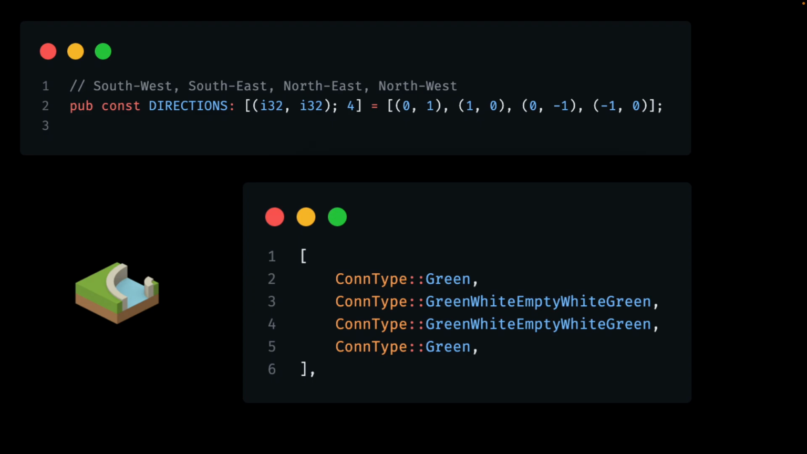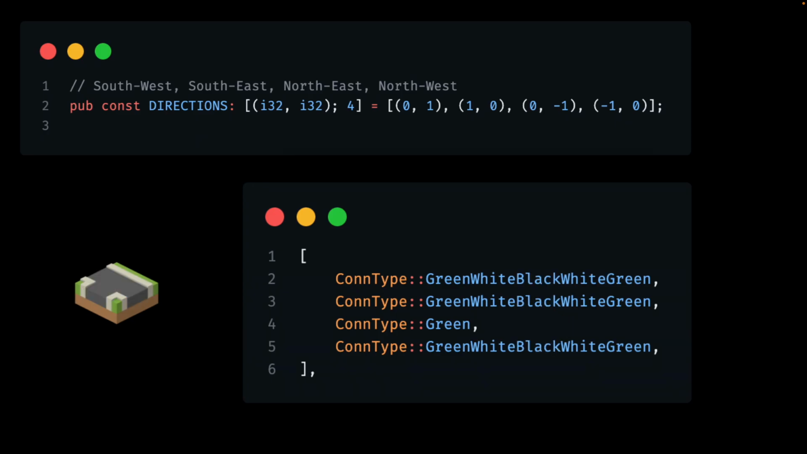This one is a different tile, and you can see that it has a different array of connection types. Here's yet another one. This one is a road tile, and hence we have the connection type of green, white, black, white, green on the 3 sides where the road can connect, and only green on the northeast side.